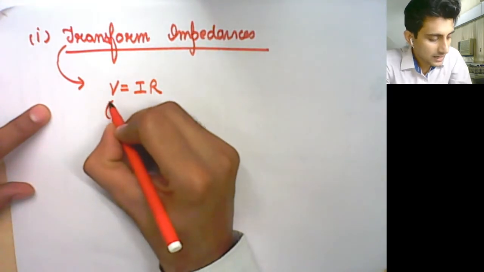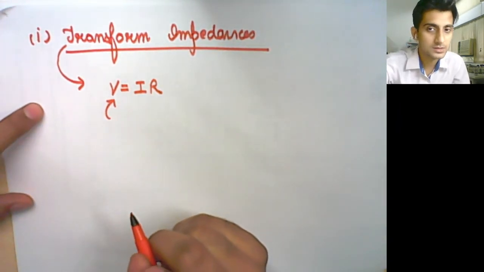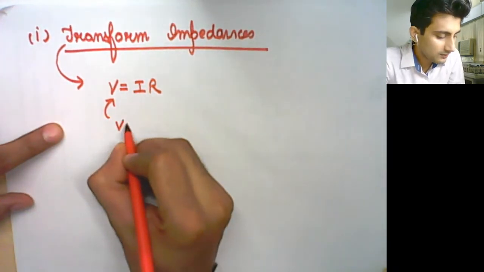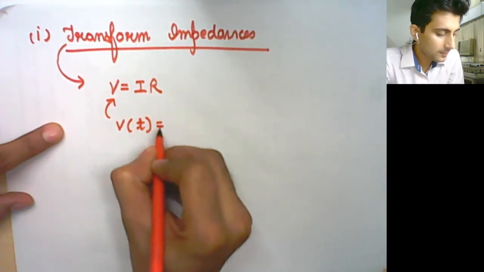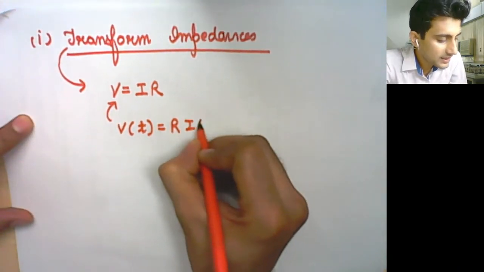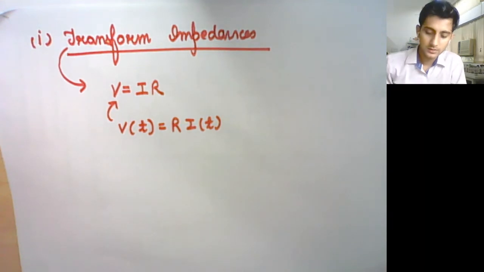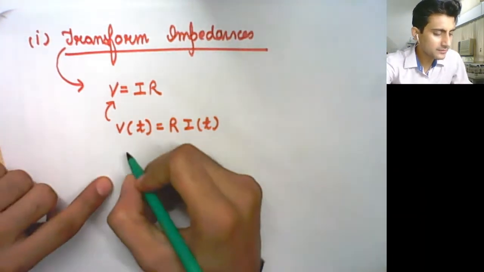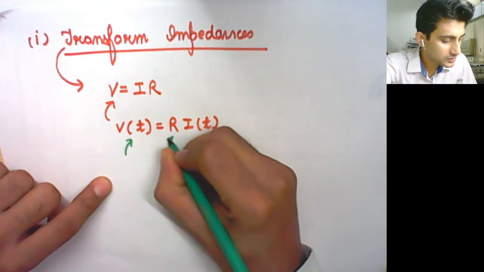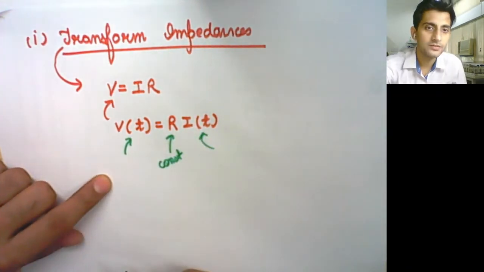Let us now say that these were not steady state situations, but time dependent situations. In a time dependent situation, V is a function of time, R remains constant. Let us say that R is constant, and I is also a function of time. Okay, this is simple Ohm's law. So V is a function of time, R is a constant, I is also a function of time.